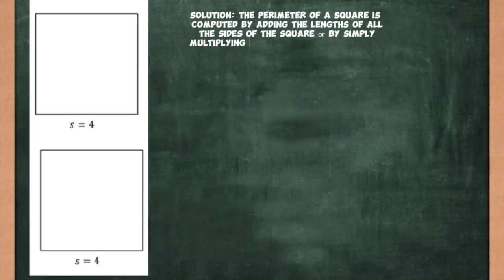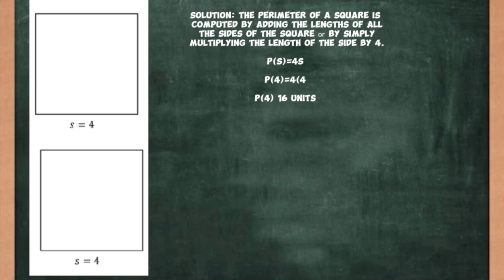The formula is P of S equals 4 times S, so the value of S is 4. So P of 4 equals 4 times 4. So 4 times 4 equals 16. So the answer is P of 4 equals 16 units.